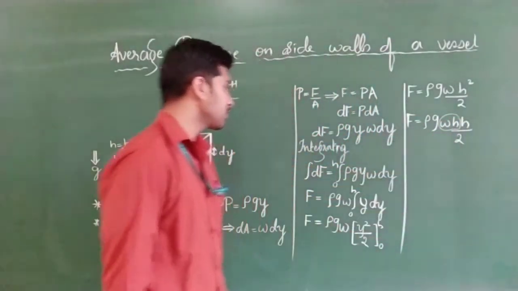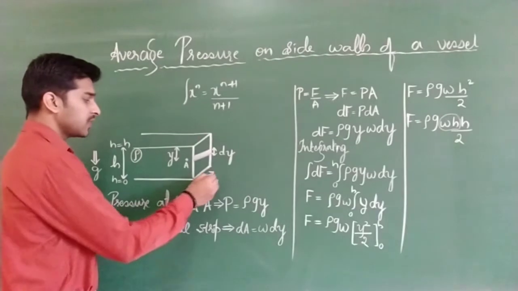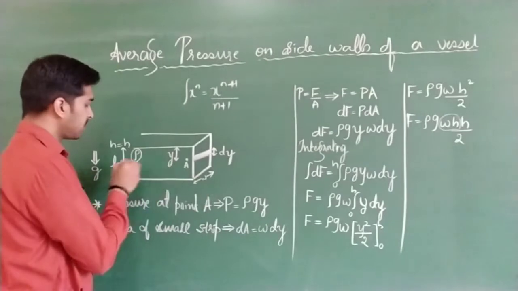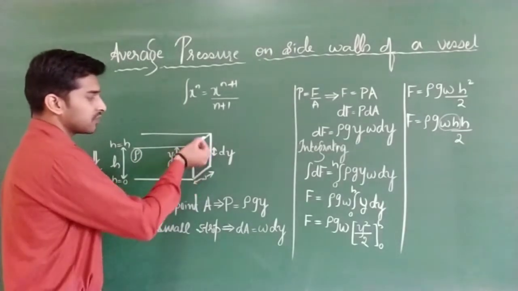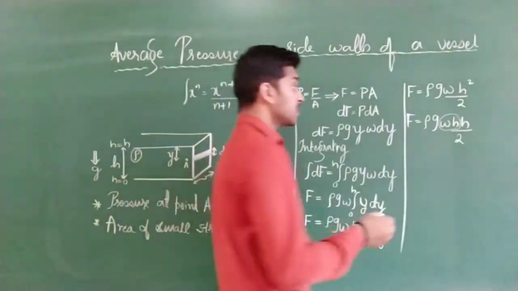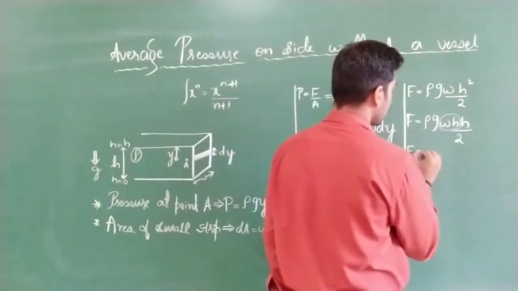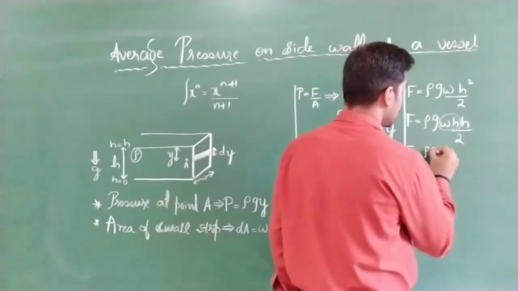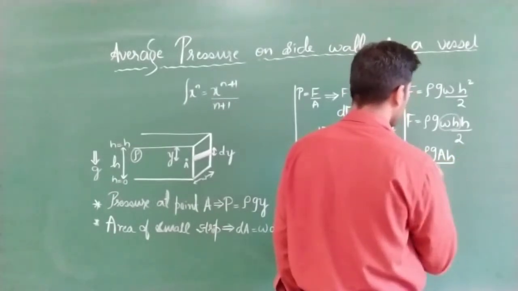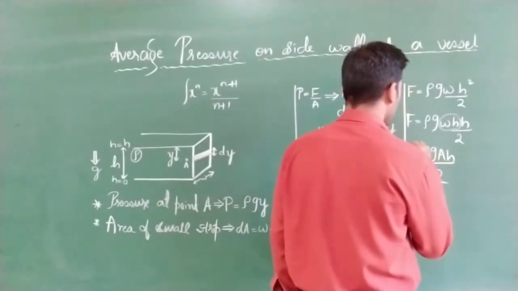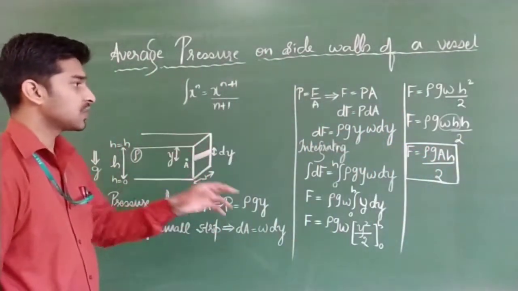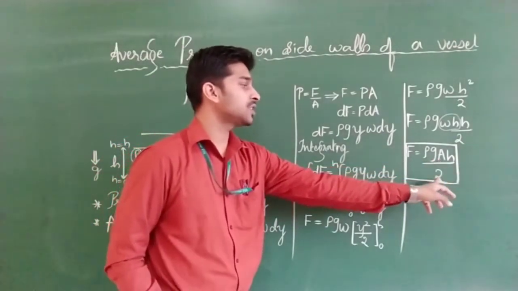So w into h, according to the diagram, what are you going to get? W is width, h is total height. That means h into w is nothing but the total area of this space. Clear? Which is nothing but total area A. So what I will write here, F is equal to rho g A h divided by 2. This is nothing but the force which is applying on that face. Clear? Face means this face. The force which has been applied is rho g A h divided by 2.